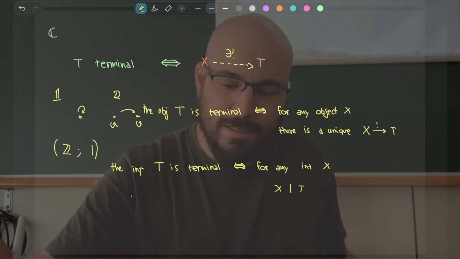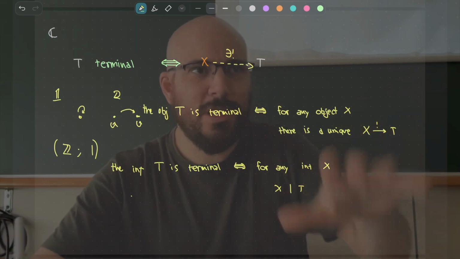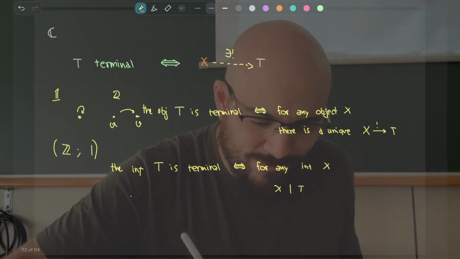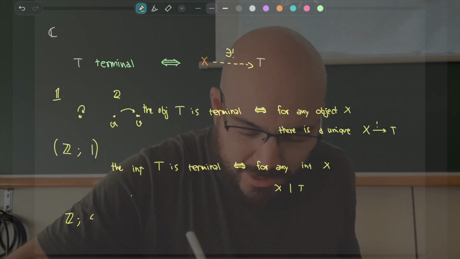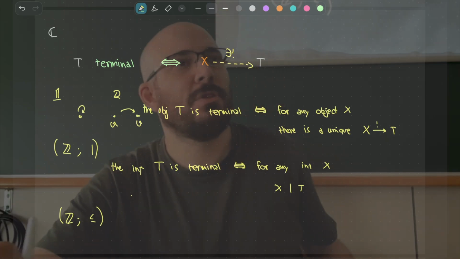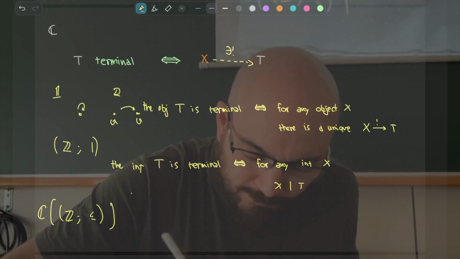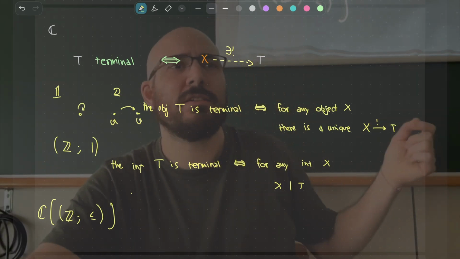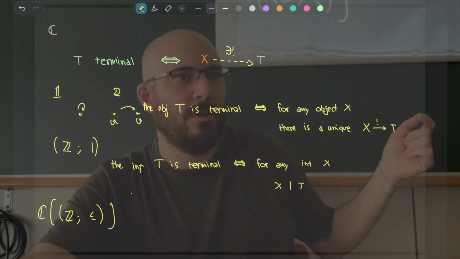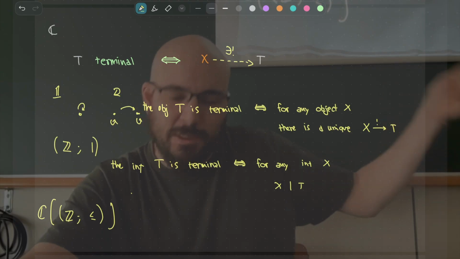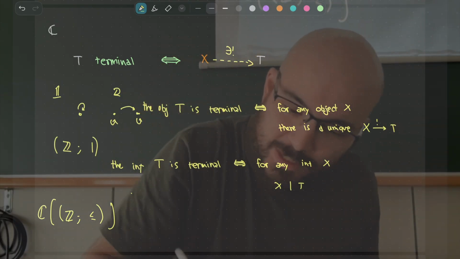Okay. But I'll have more to say about this. So let's get to this question, to this category, the category out of this proset. Can anybody see the answer? What would a terminal object mean? Object still means integer, so this part is the same.